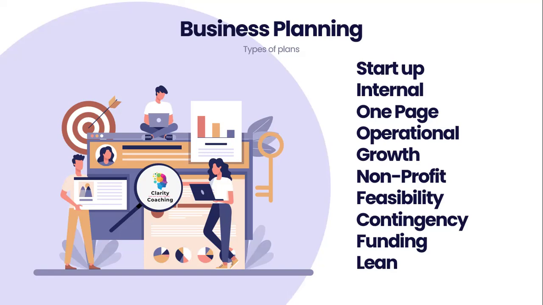So a feasibility plan allows you to see what areas you've got that you can really expand and grow, and it allows you to notice what the gaps are, and then you can plan for how you are going to fill those. The next one on here is contingency.